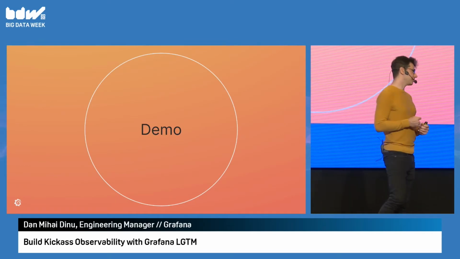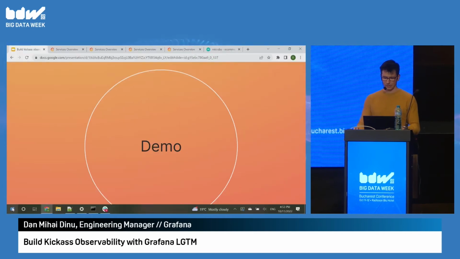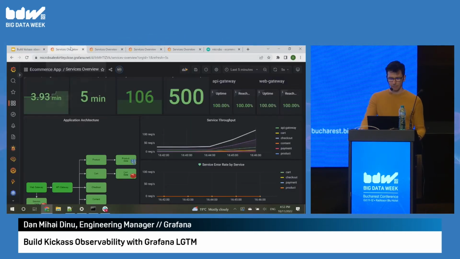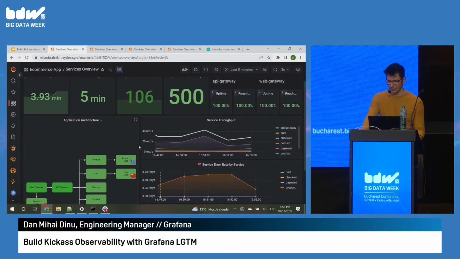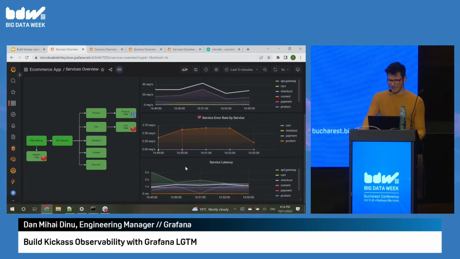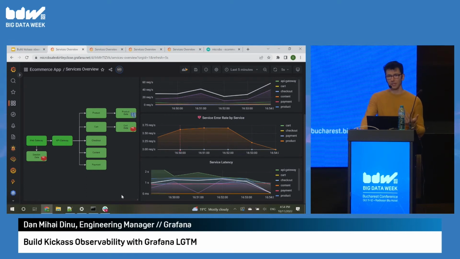Now let's see that in action. Back to our services overview dashboard. Look at that, everything is green now. Error started to fall down and latency is going down. So that's great. Let's generate a new problem now.